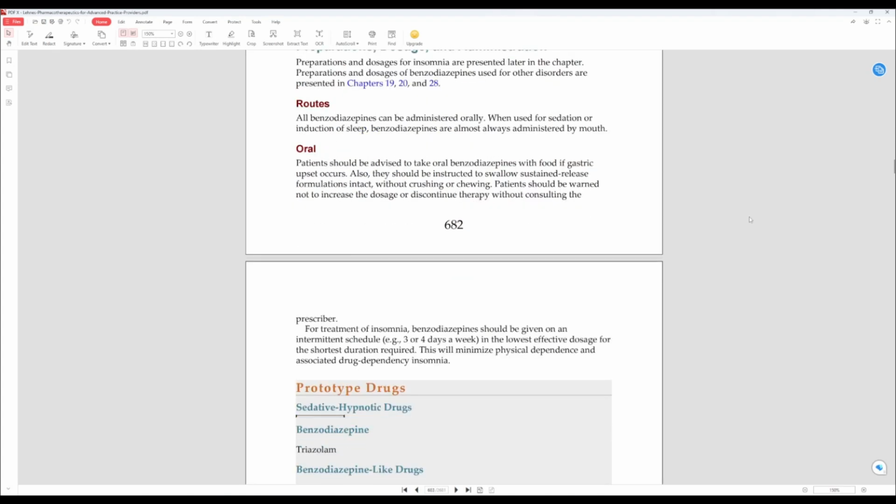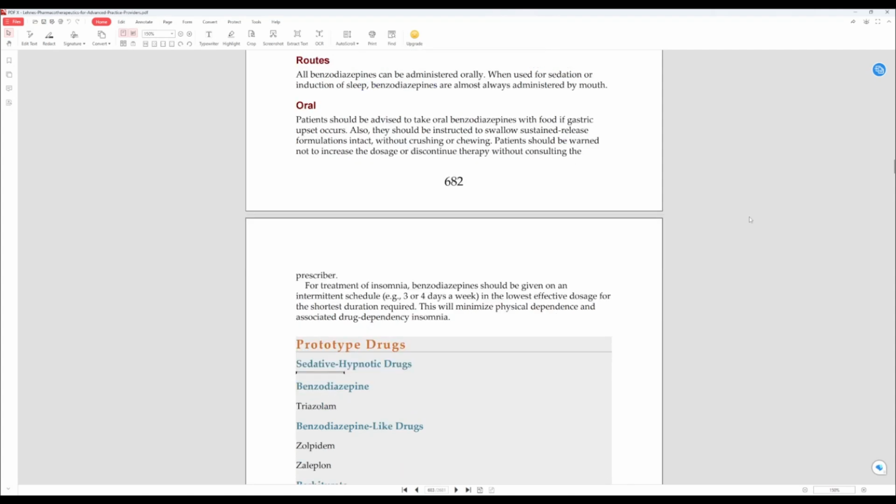Patients should be advised to take oral benzodiazepines with food if gastric upset occurs. Also, they should be instructed to swallow sustained-release formulations intact without crushing or chewing. Patients ought to be warned not to increase the dosage or discontinue therapy without speaking to their prescriber. For the treatment of insomnia, benzodiazepines should be given in an intermittent schedule, so 3 or 4 days a week, in the lowest effective dosage for the shortest duration required. This will minimize the physical dependence and associated drug dependency, causing insomnia.